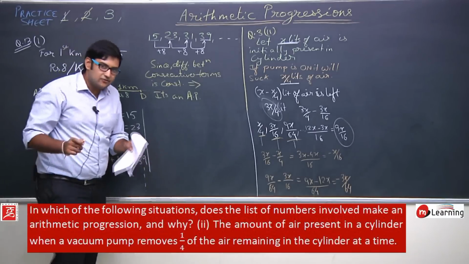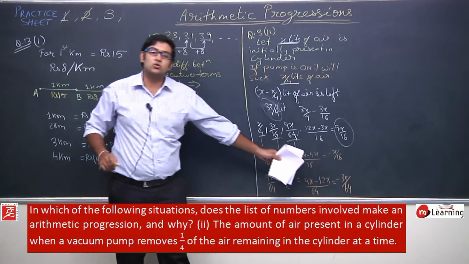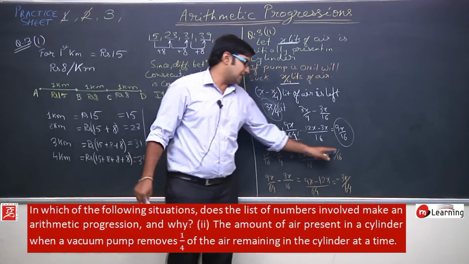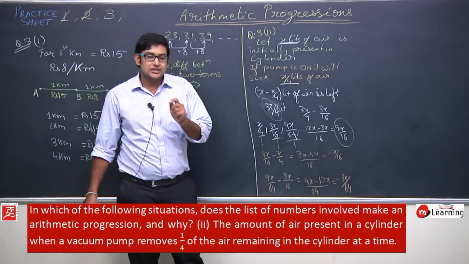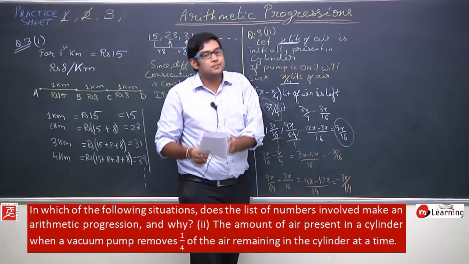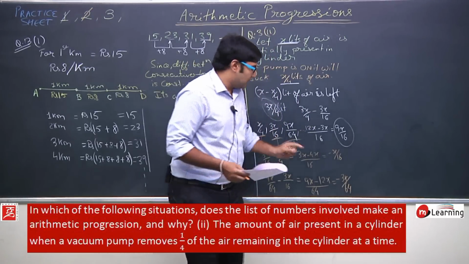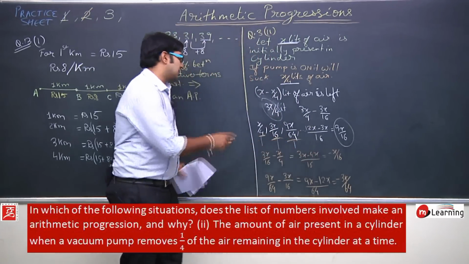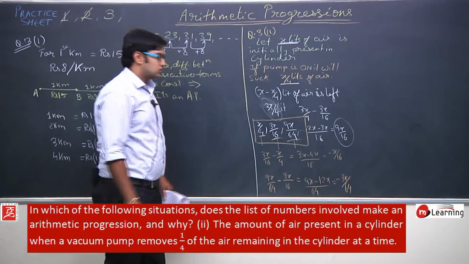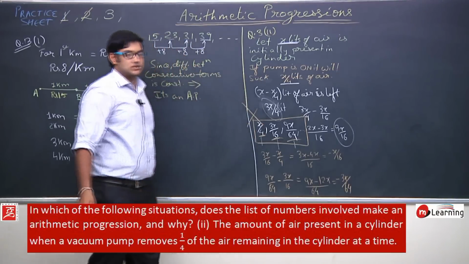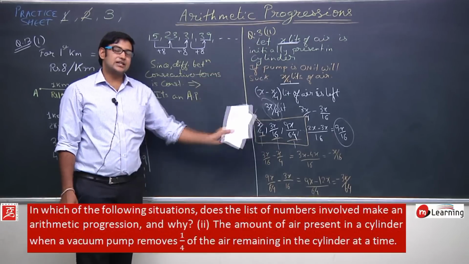Now is the difference between consecutive terms a constant? Is this difference a constant value? No. You can see this is minus x by 16, this is minus 3x by 64. It means the difference of the next term and the previous term is not a constant value. So I cannot say that this arrangement is an arithmetic progression. So this is not an arithmetic progression. Okay. In this way you can answer the second part.